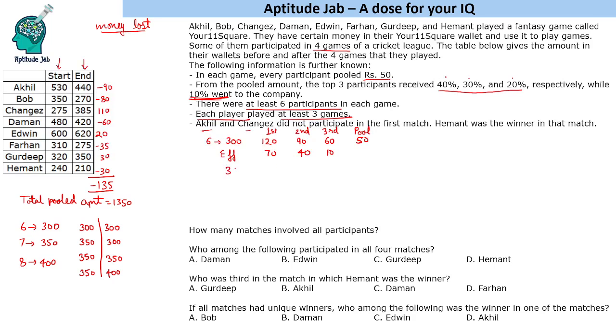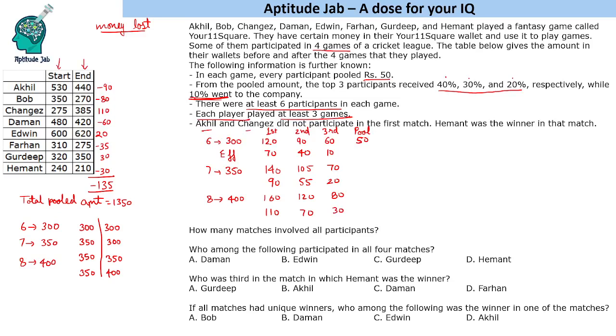Okay. So if there are 7 players, that is 350 rupees. 40% is 140, 30% is 105, and 20% is 70. So this will be 90, 55, and 20 rupees gain. Okay, if there are 8 players, that is a pooled amount of 400, so you'll have 160, 120, and 80 rupees. And the winner will effectively get 110, 70, and 30 rupees for the third person.